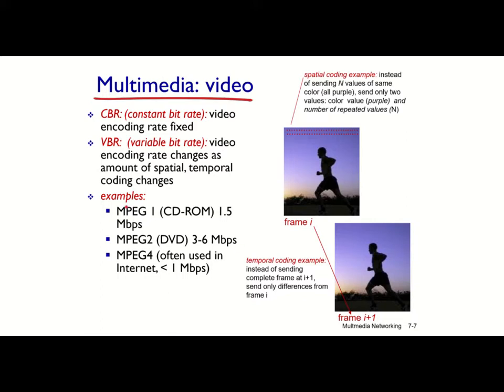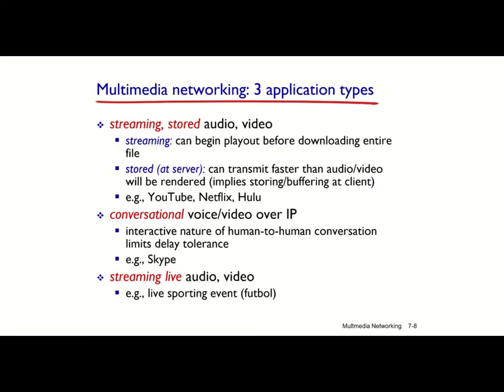In order to compare the video bitrates with the audio bitrates that we saw before, you can see these numbers. For MPEG1, which is CD-ROM, we need 1.5 megabit per second. For MPEG2, which is DVD quality, we need 3 to 6 megabit per second. For MPEG4, which is often used in the internet for streaming and other purposes, we need less than 1 megabit per second.